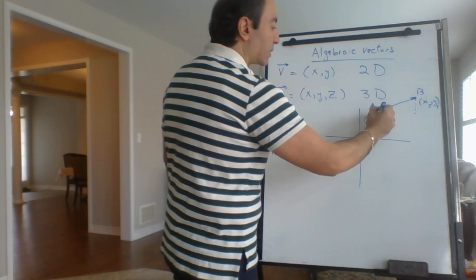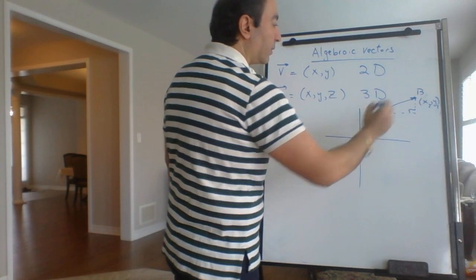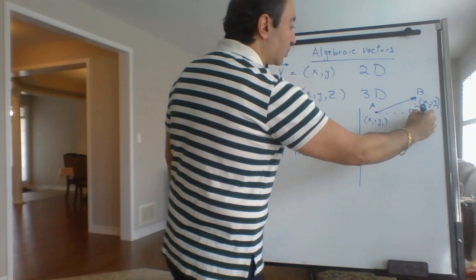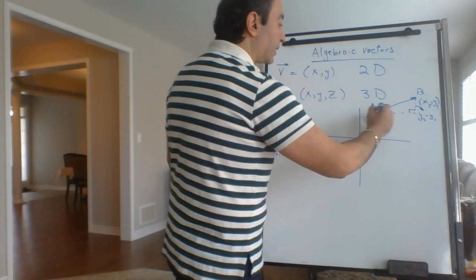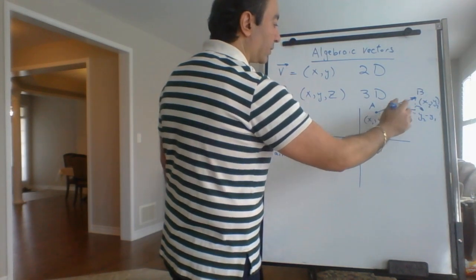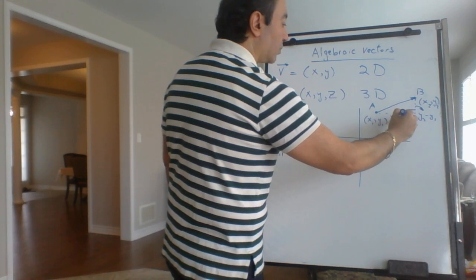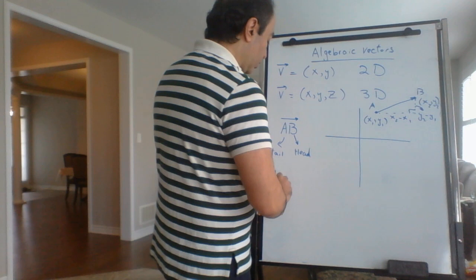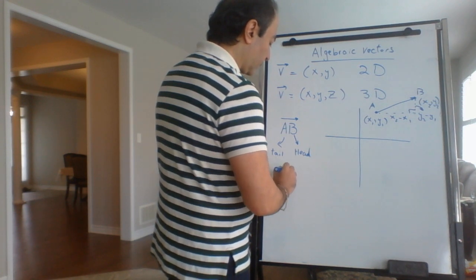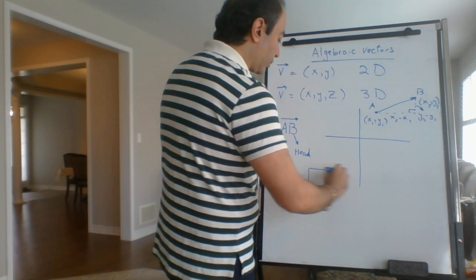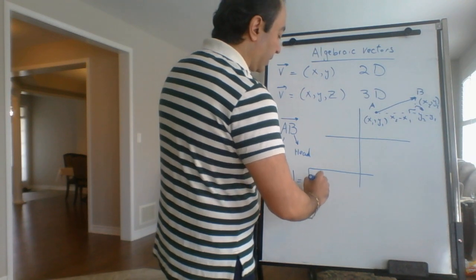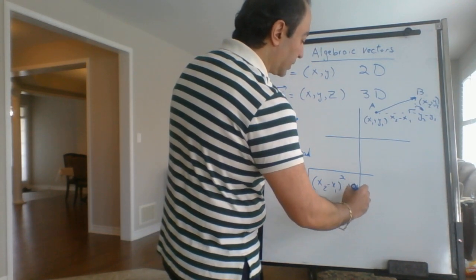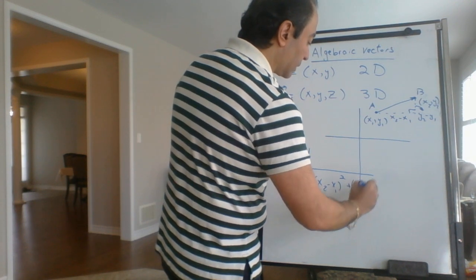So this is enough to represent the vector, because the coordinates give us the direction, and we can get the magnitude using the Pythagorean theorem. We know that the length of this side will be the difference in y, so y2 minus y1, and the length of that will be the difference in x, x2 minus x1. So the magnitude of vector AB will equal the square root of (x2 minus x1) squared plus (y2 minus y1) squared.